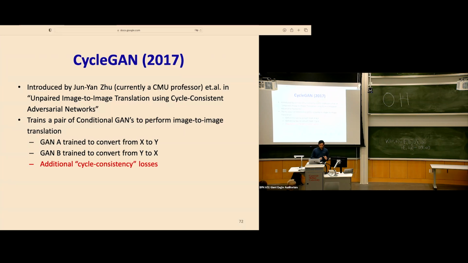So you train a pair of conditional GANs to perform image-to-image translation. The first GAN is trained to convert an image X to Y, and the next one is trained to convert an image Y to X. So you have two classes, and you're trying to convert one class to the other. And he also included a loss function, which had an additional cycle consistency loss. We'll get into that in just a second. That kind of changed the game in this space.